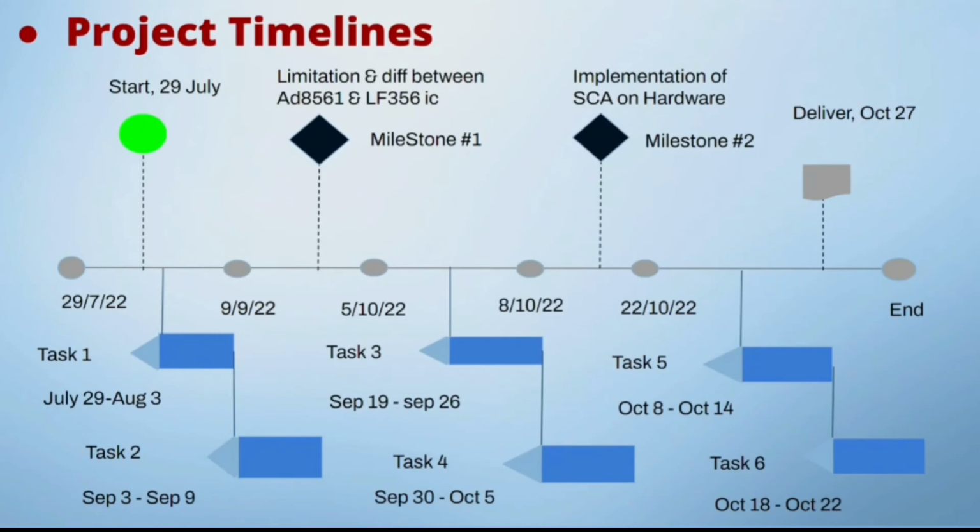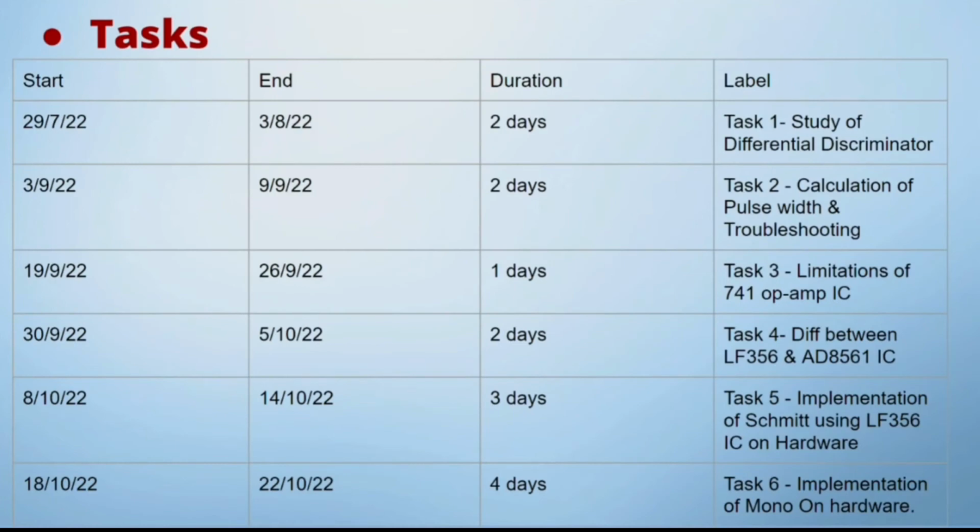Project timelines. We have divided the project timelines into two milestones. First milestone is the limitation of op-amp 741 and the studying of AD8561 and LF356 IC. Second milestone is implementation of SCA, which consists of ULD, LLD, and monostable on hardware. First milestone is divided into 4 tasks. Second milestone is divided into 2 tasks.